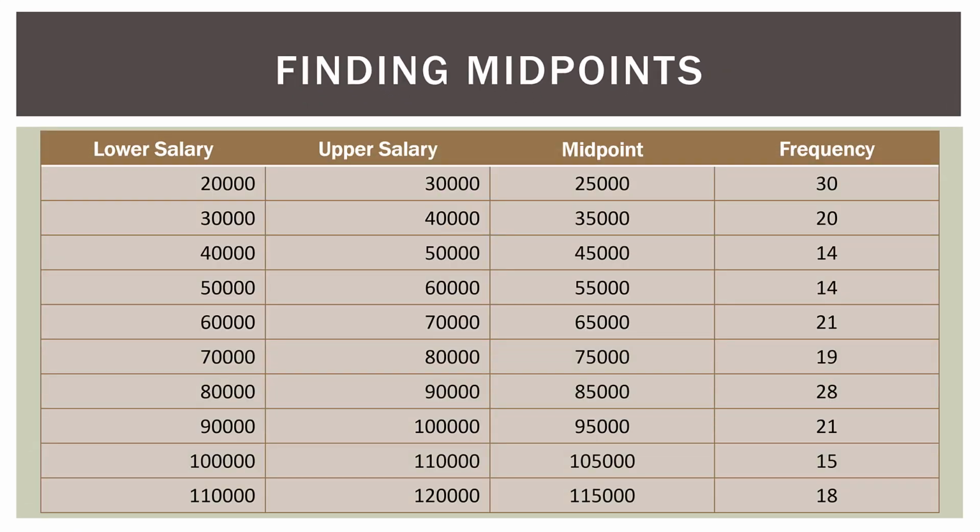So here are the midpoints for all of our rows. You can see that our first midpoint is $25,000 because that's halfway between 20,000 and 30,000. The midpoint is $35,000 for the second row. You see how this works.